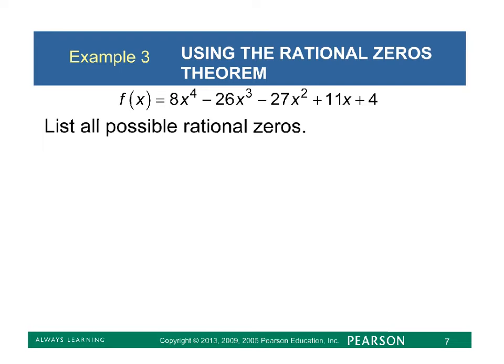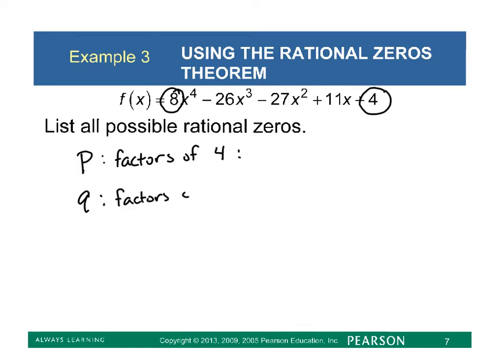How we use that theorem is we come up with our p's and our q's. And where those values come from, our values of p come from all factors of 4, or just the constant term, the term that doesn't have an x value on it. And then where the factors of q come from is the leading coefficient, so 8 in this case. So p is going to be our factors of 4, and we're going to list those. Q is going to be factors of 8, and we're going to list those factors.